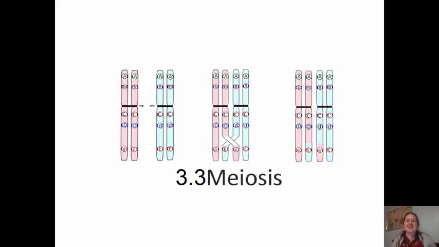All right, so today's notes are on meiosis. This is your genetics chapter 3, section 3. These notes are a little bit longer than the previous two.